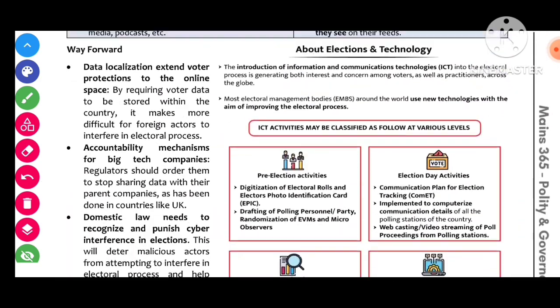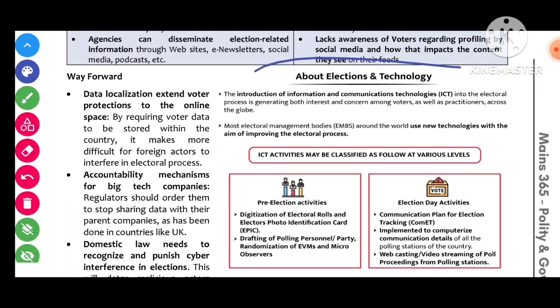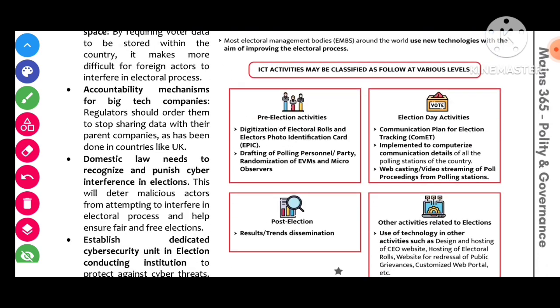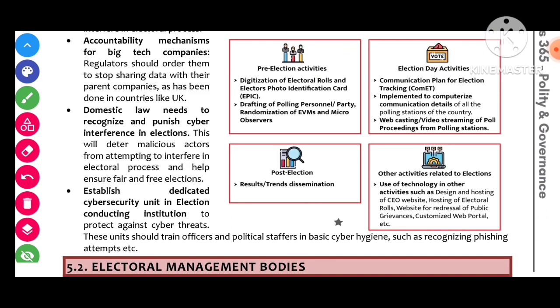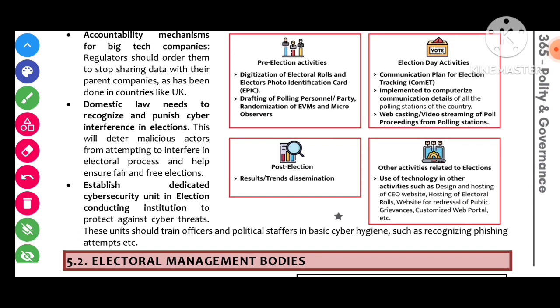Okay, or here, elections and technology. So you can pause the video and read here one or two times, and just take an overview.